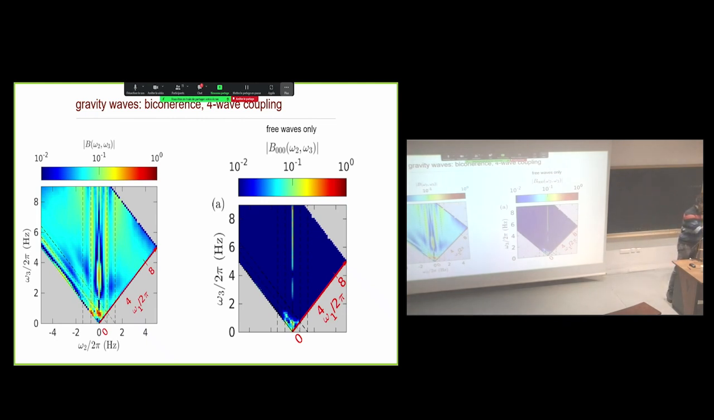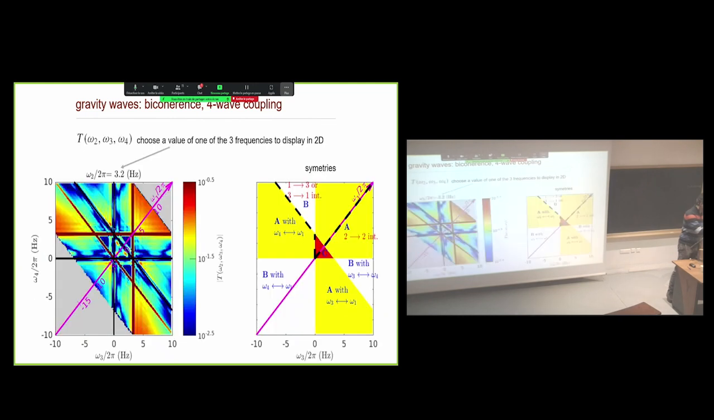Okay, so this B-coherence is a little bit of a headache to understand, but the tree-coherence is even worse. So actually, it's tree-coherence. This tree-coherence is a 4-wave correlation, which, because of the resonance relation, is a function of 3 frequencies. So it's the elevation at frequency omega 1 times omega 2 times omega 3 conjugate times omega 4. Here, omega 1 is omega 3 plus omega 4 minus omega 2.